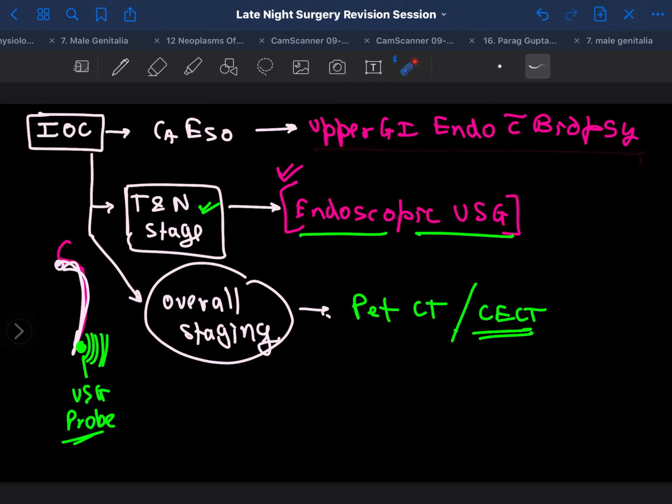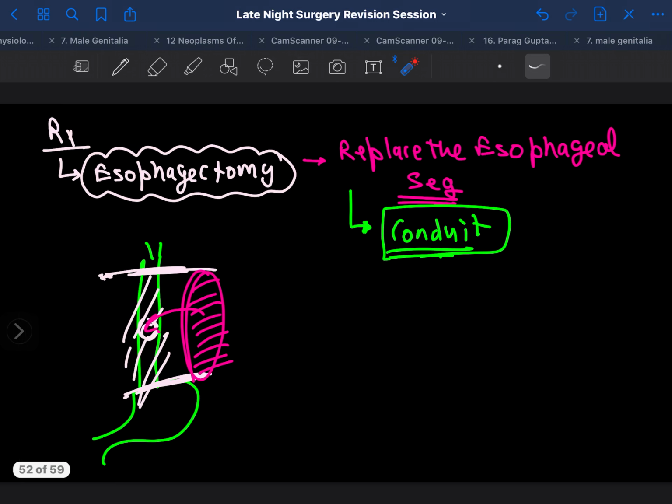In order to confirm the diagnosis, you have to go in for an endoscopy with biopsy. And an important point: the investigation of choice for the T and N stage of the tumor is an endoscopic USG, and for the overall staging it is PET CT or a CECT.